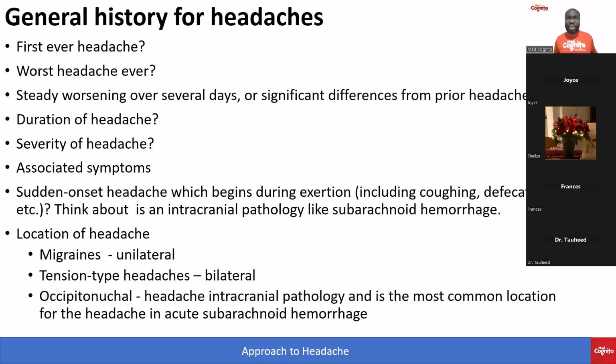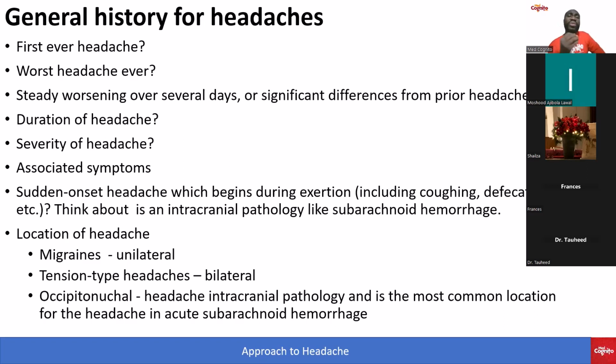And then you also realize that in the various cases of headaches, like most of the MCC objectives, one other thing they also want to stress on is history. What will you want to find out from history? So if you have a patient who has headache, what are the historical things you want to find out? Number one, is this your first ever headache? Number two, is this the worst headache you've ever had in your life? Number three, is it steadily worsening over days, or is there a significant difference between this headache and some prior headaches you've had in the past?